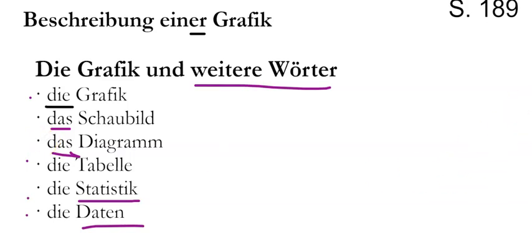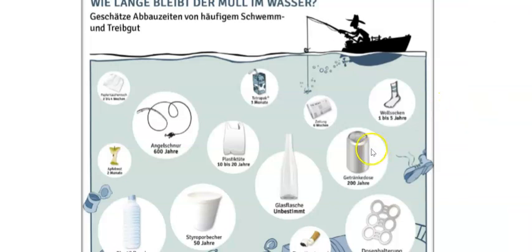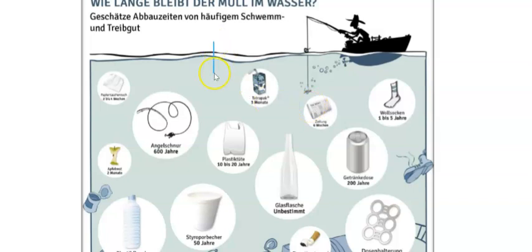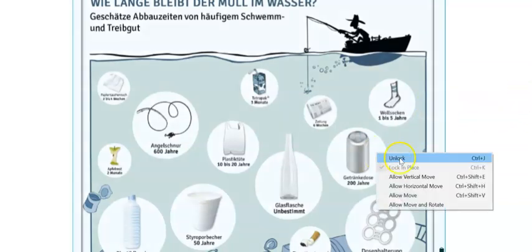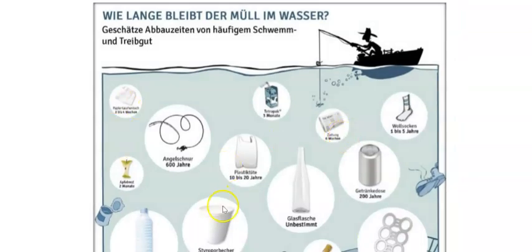So how could we describe a graph? If you are given a graph in German, you're going to want to be able to talk about it. So this is an example of an infographic. Wie lange bleibt der Müll im Wasser? How long does trash stay in the water? And something you're just probably going to want to take a look at. But how could you talk about the things that you note and observe in this graph?